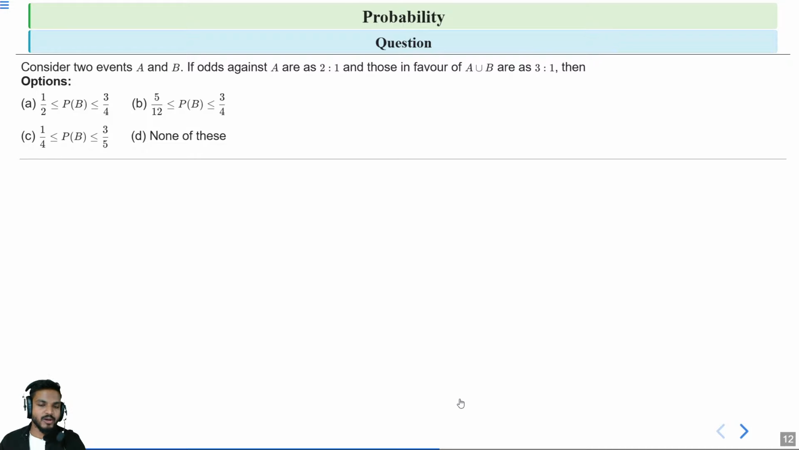Option A is probability of B is greater than or equal to 1 by 2 and less than or equal to 3 by 4. Option B, probability of B is greater than or equal to 5 by 12 and less than or equal to 3 by 4. Option C, probability of B is greater than or equal to 1 by 4 and less than or equal to 3 by 5. Or option D, none of these. Okay, so try this question. We just need to apply the formula of odds against A and odds in favor of an event.